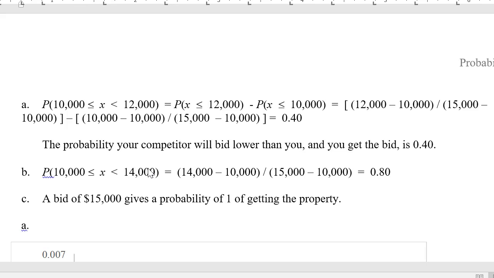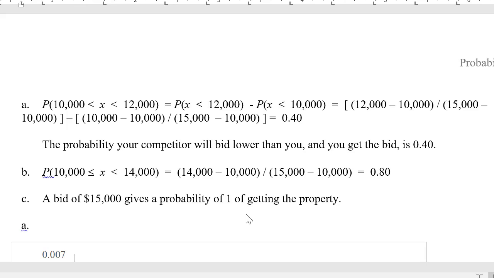Note you have to rewrite it at the beginning. So x is in between these two values. So it's the same thing as saying the probability that x is less than 12,000. But it's not going to be all of that. So you have to subtract off what the probability of x less than 10,000 would be. So this is how you get the first part of the calculation, which is the probability of x less than 12,000, minus the probability that x is less than 10,000. So then you get the 0.4.